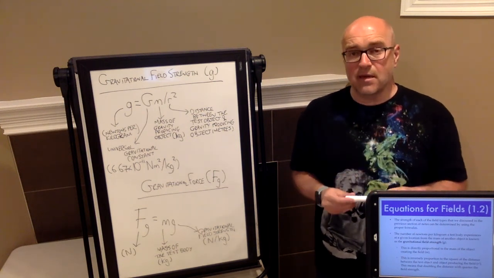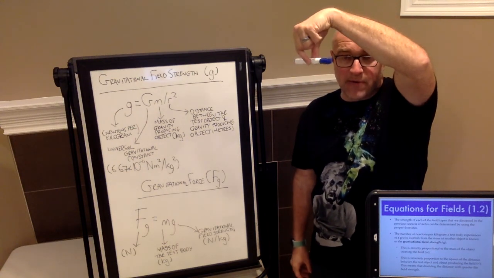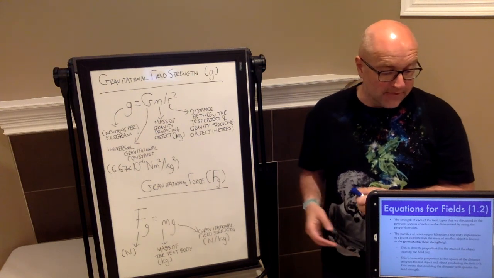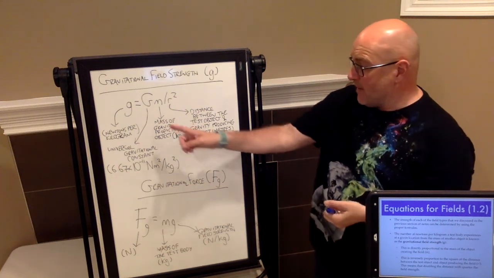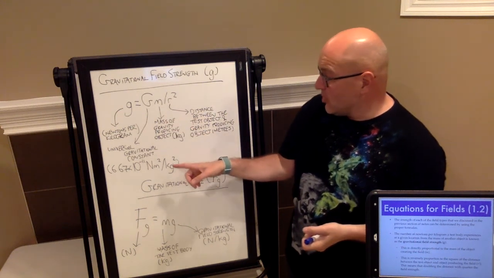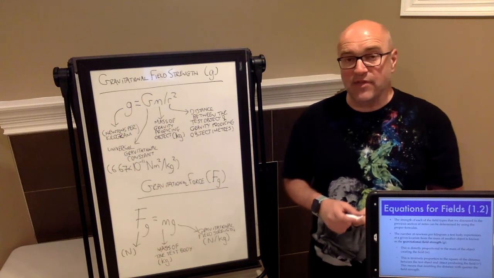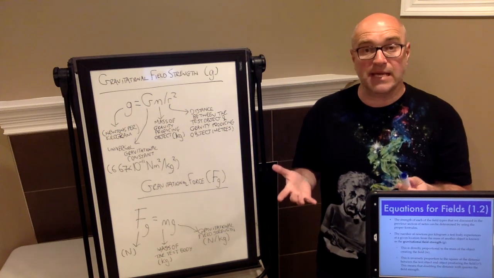But in this case, if I wanted to calculate the gravitational field strength right where that pen is, I'd have to do a couple of things. First of all, I'd have to know the mass of the Earth. That would be my first step. So the mass of the Earth is right here, M in the equation. That's the mass of the object that's producing the gravity, and that would be in kilograms.